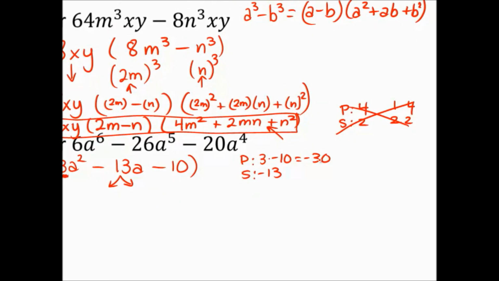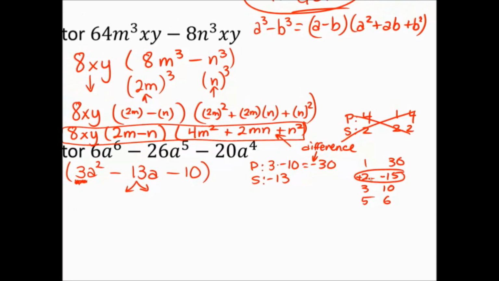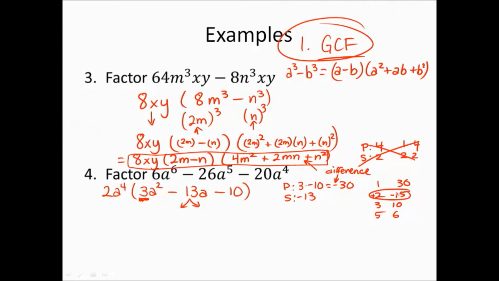So let's see if we can find 2 numbers so that they multiply to negative 30 and have a difference, because the product is negative, of 13. 1 times 30, 2 times 15, 3 times 10, let's keep going. 4 doesn't work. 5 times 6. And that's about it. Do any of these have a difference of 13? Why, yes, 2 and 15. So if we had negative 15 plus 2, that would give us negative 13, and they would multiply to negative 30.